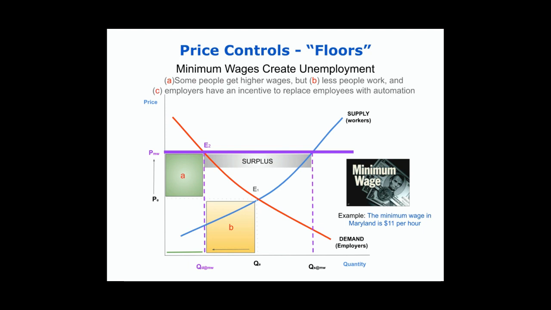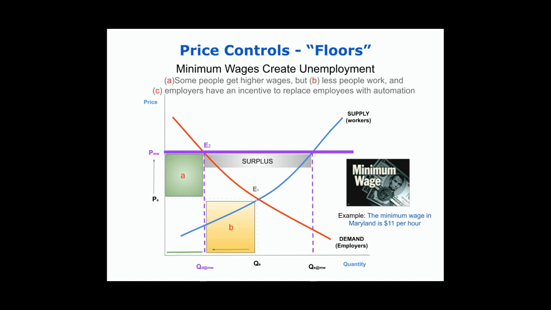Now, we know the kind of motivation behind creating a minimum wage. We think that people may not be making enough money, and on an abstract level, we think people should be making more money, and so we set a minimum wage with the idea of helping those people make more wages, make more money. But what's the unintended consequence? Well, minimum wages create unemployment.